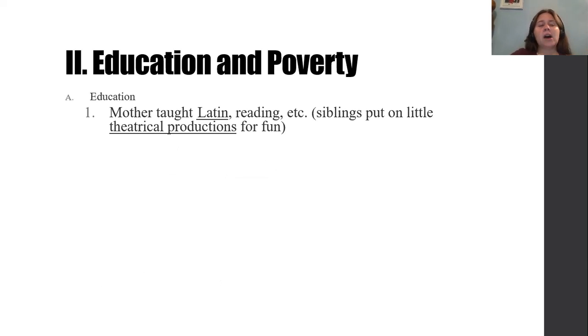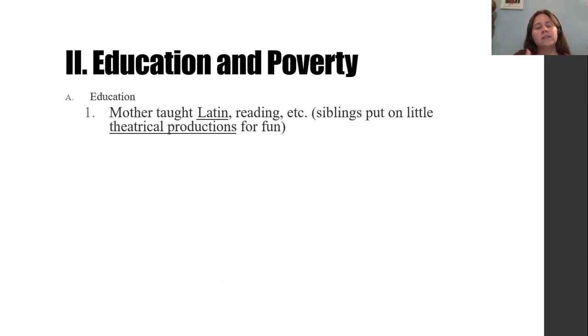So his mom actually taught him at home. That was kind of a common thing when they were little. His mama taught him Latin when he was like 3 and 4 years old. To be educated meant that you knew Latin, especially at a young age. She taught him how to read and the basics of math and things like that.